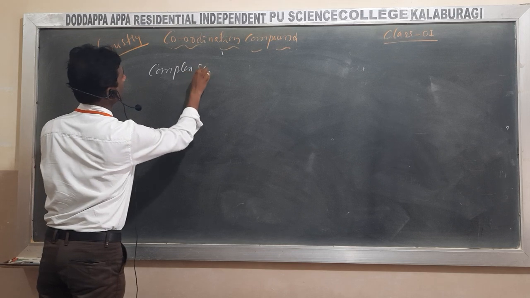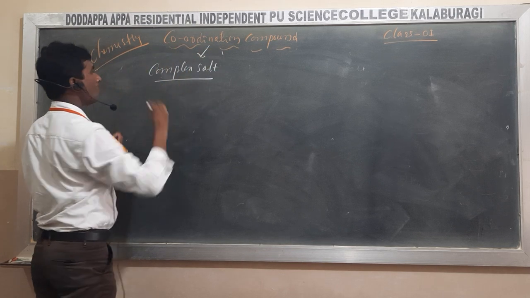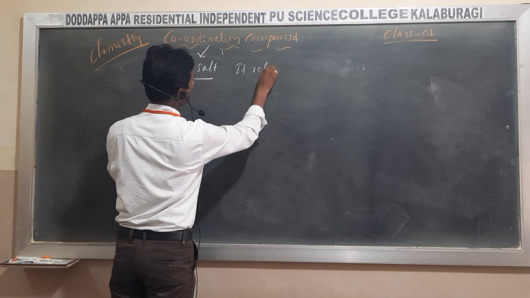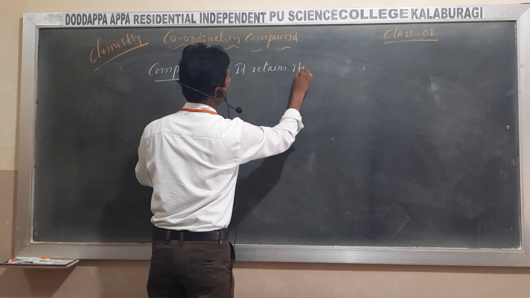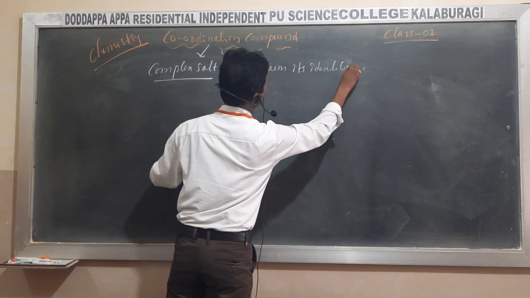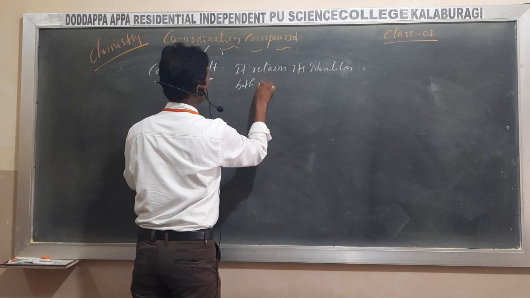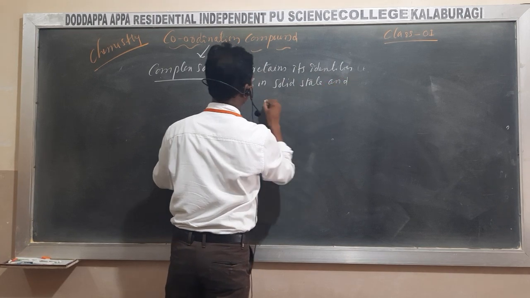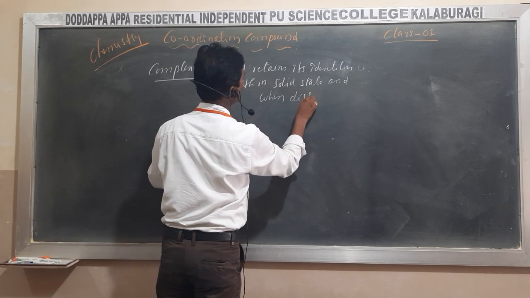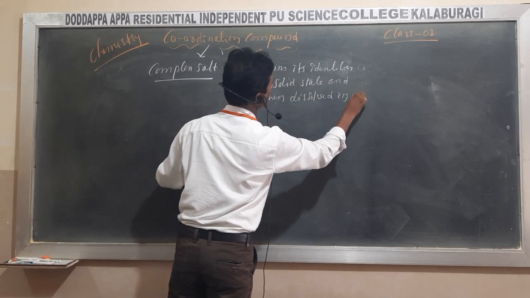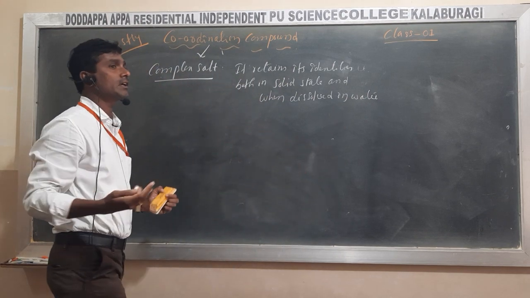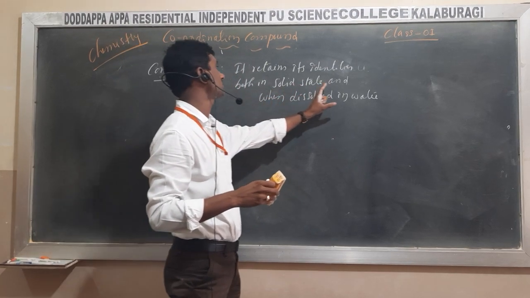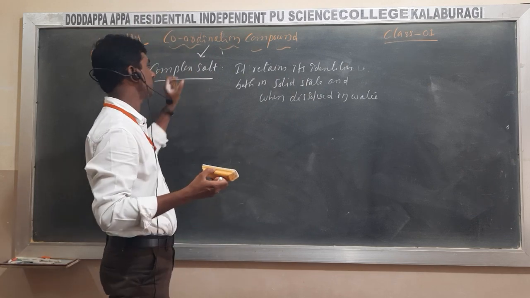First is the double salt. The second is the complex salt. A complex salt is nothing but a coordination compound. It retains its identities both in the solid state and when dissolved in water. Double salts exist only in the solid state, but complex salts exist both in the solid state as well as when dissolved in water or any other solvent. So it is the complex salt.